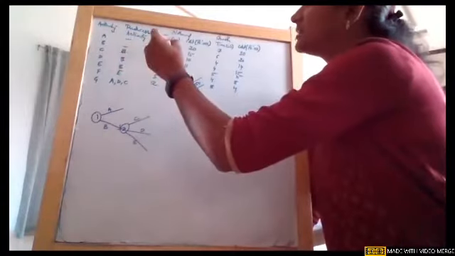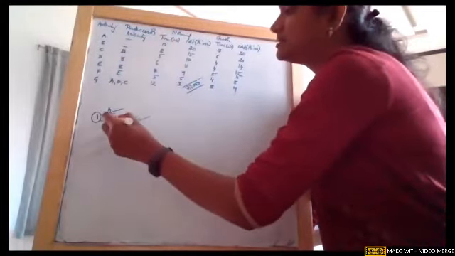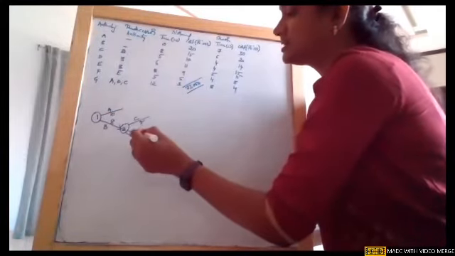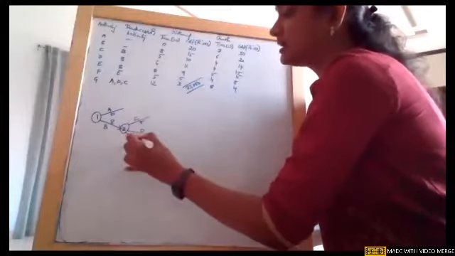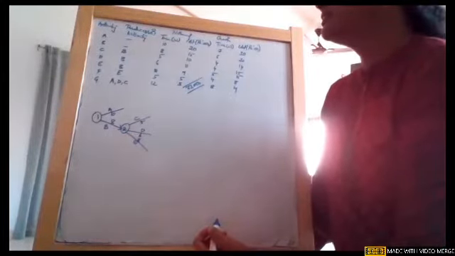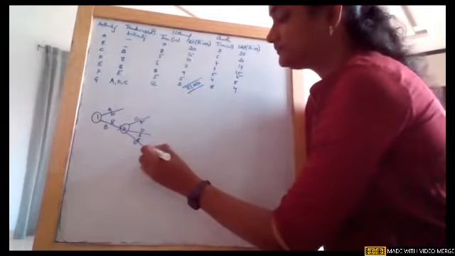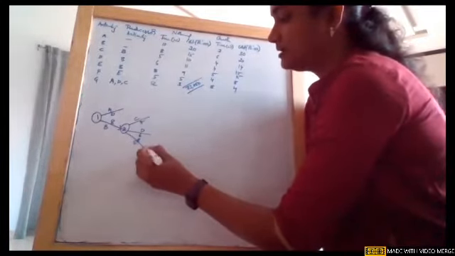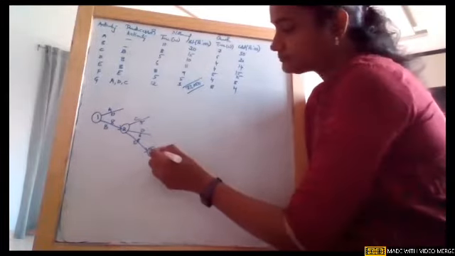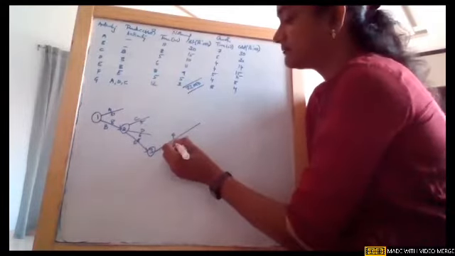I'll simultaneously write the durations also. A, it is 10. B, it is 8. C, it is 5. D, it is 6. And E, it is 8. So this is one thing I wrote. And then E is giving rise to F, and the duration of F is 5.